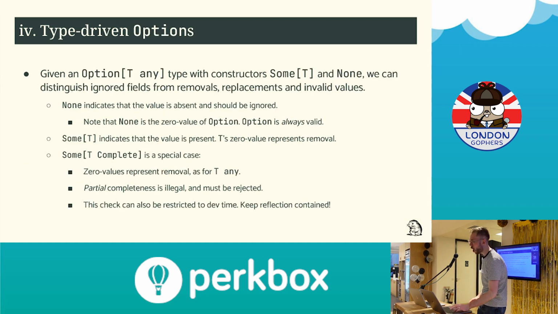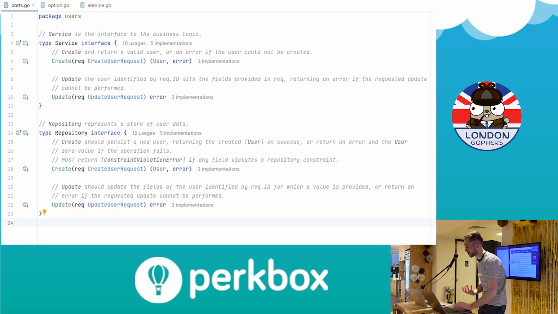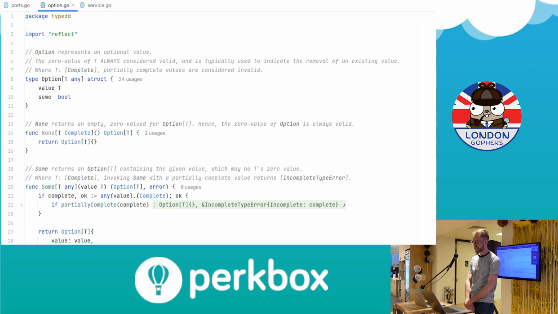Okay, we're going to talk about options, which is a pattern those of you familiar with languages like Rust may have seen before. And you might believe that Go's type system isn't very well equipped to do this, but actually, in our case, it is. So we're now dealing with an update user request, which is, as you'd expect, very similar to the create user request, but some of the fields are optional. Given a type of Option[T] and two constructors, None and Some, where T is of any type, we can describe all three of these possible cases.